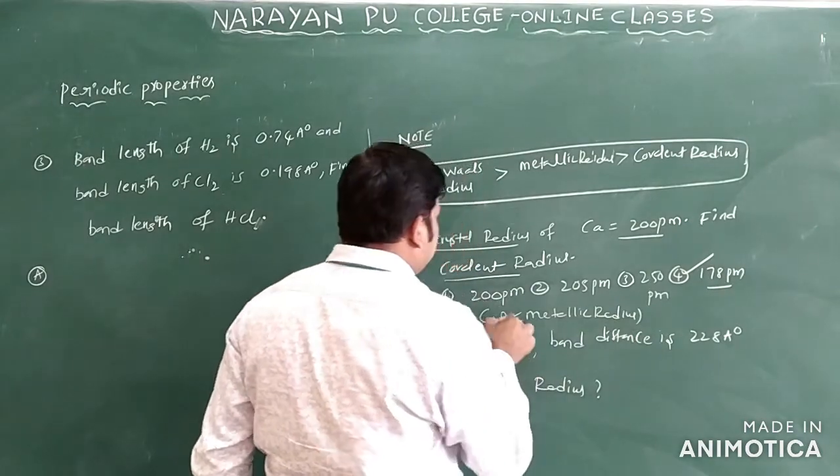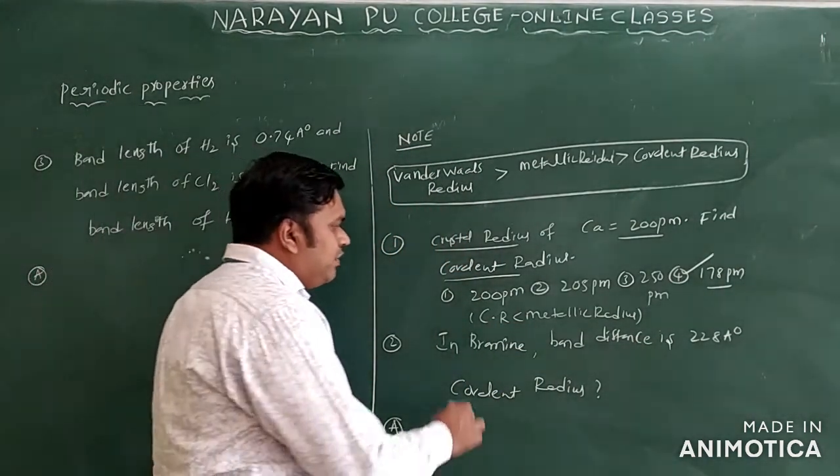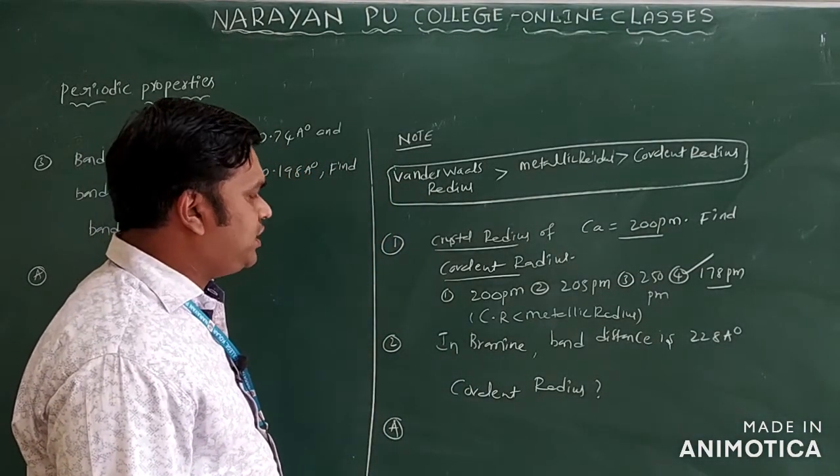Covalent radius is always less than what? Metallic radius only. So what is the answer? 178 picometer only. Now we'll see the next question we have. In bromine, the bond distance is 228 angstrom units only.